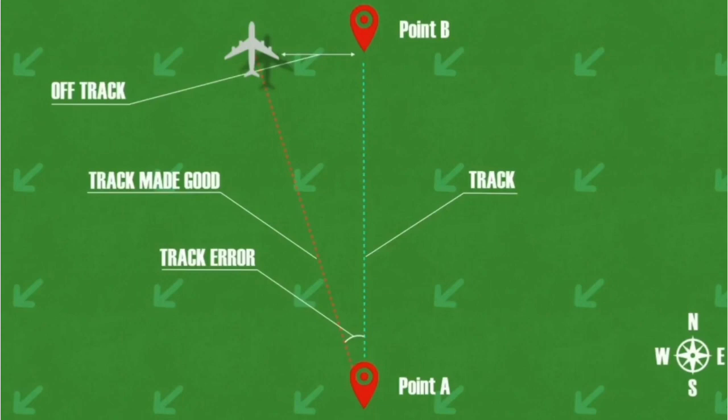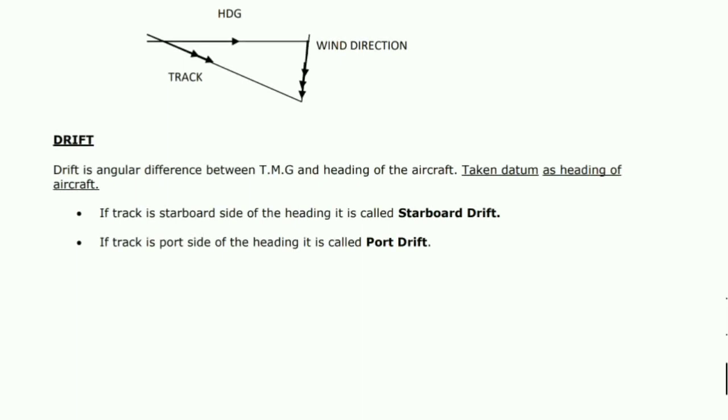Track error. You can see we planned from point A to point B on the ground, but due to wind, the aircraft drifted to the left. The drifted path the aircraft is following is called track made good. So the difference between track and track made good is called track error. As you see here, wind direction is denoted by three arrows, track by two, and heading by one arrow.